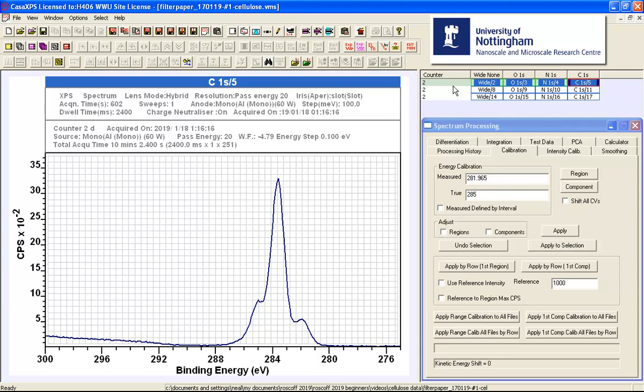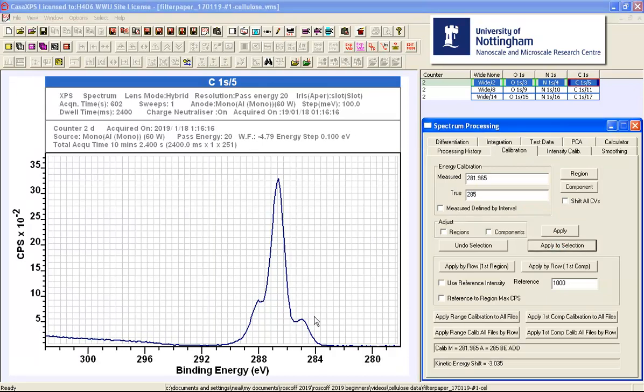So given that these are three independent measurements, each one potentially in its own charge compensation state, we need to calibrate on a row by row basis. These are all measured at the same time, and we need to calibrate them as if they were independent. So we can do this by saying apply to selection.